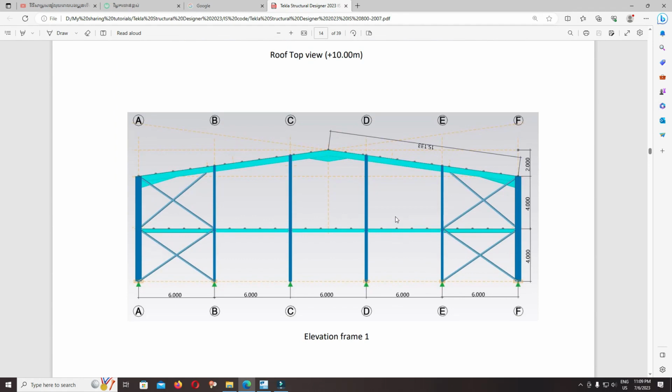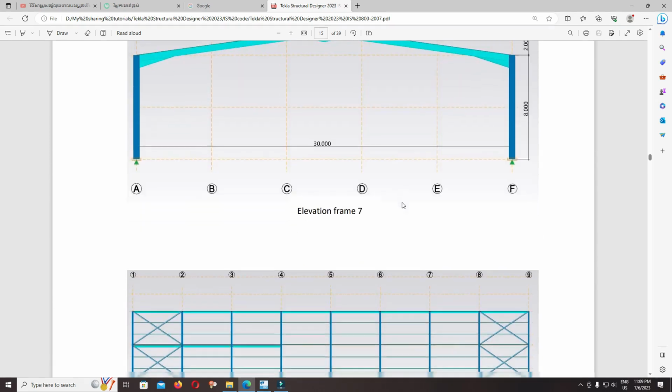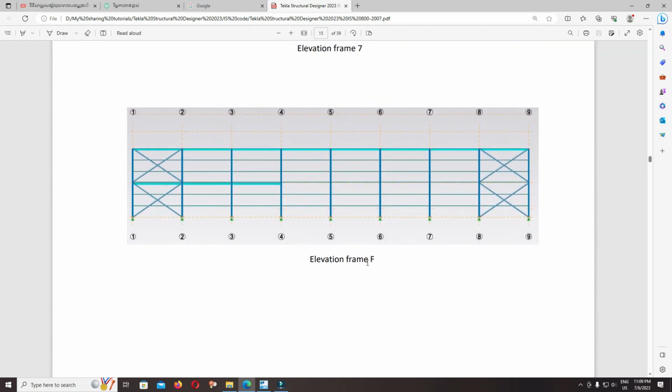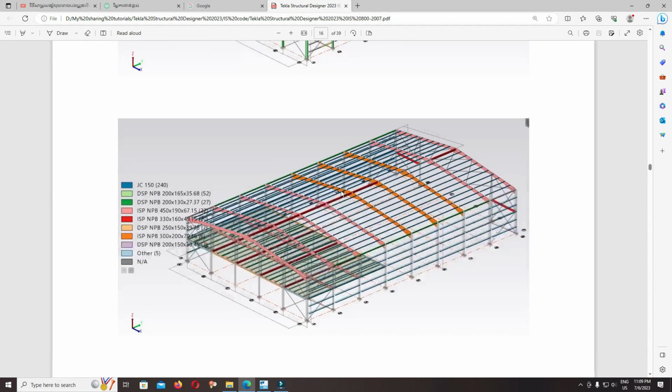This is the elevation view of frame 1, elevation view of frame 7, and elevation view of the other frames. The rigidity of the connection, pin or fixed, you can check with the color. Fixed color, and yellow is pin.